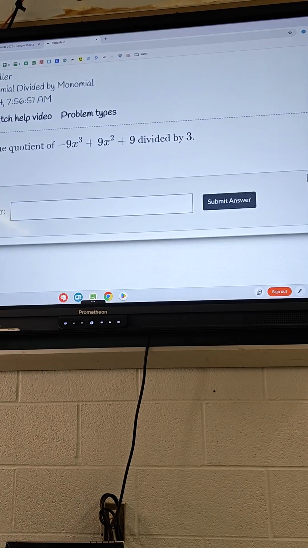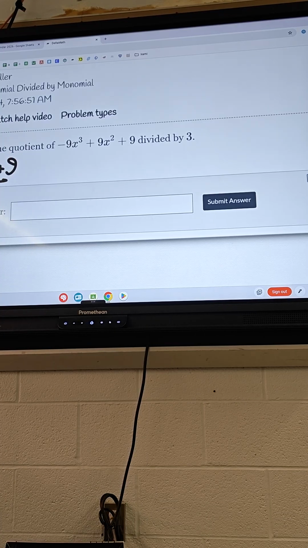Okay, so this one, the difference here is there's two differences, right? One is that it's not shown out. But that's not a big deal. You just write your own fraction. That's what I would do. So I would go -9x cubed plus 9x squared plus 9. The whole thing is divided by 3.